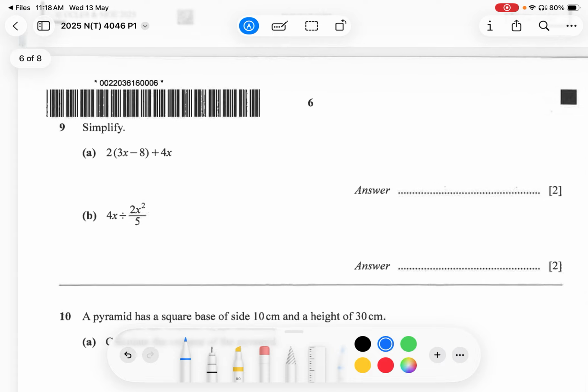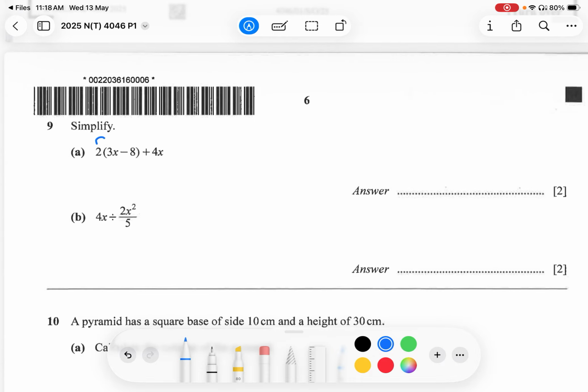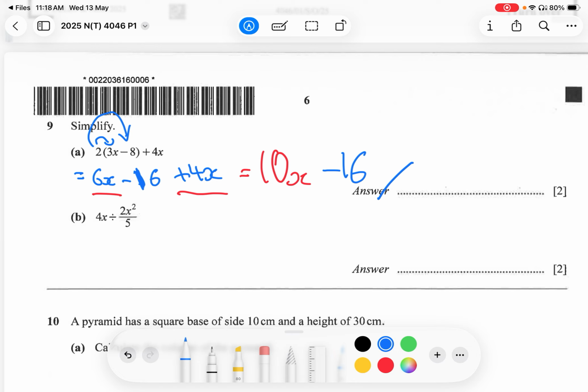Expand in. 2 times this is 6x. 2 times the minus 8 minus 16 then plus 4x. So 6x and 4x can add together, you get 10x. Then the minus 16 remains. That's your answer. 10x minus 16. Okay, for this. The next one.